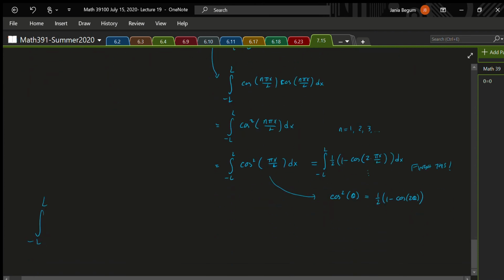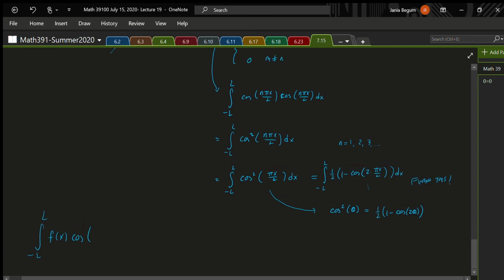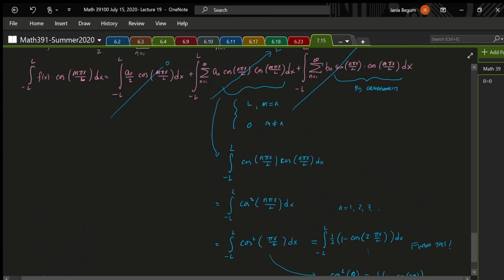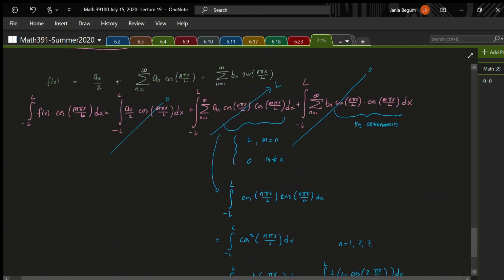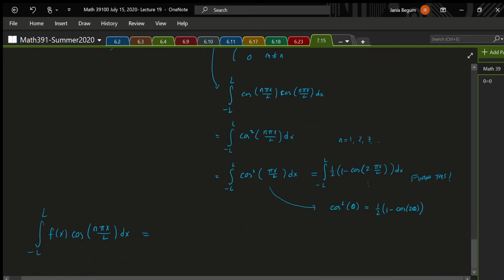So what do we have? We have the integral from negative L to L of f of x times cosine of m, and I'm letting m and n be equal, so I'm going to write n pi x over L dx, is equal to, so we're left with only the second piece, and I'm writing out the summation as n equals 1, 2, 3, and so on, instead of using the sum notation. So we have a_n times L, because that's what the integral was, for every n equals 1, 2, 3, and so on.